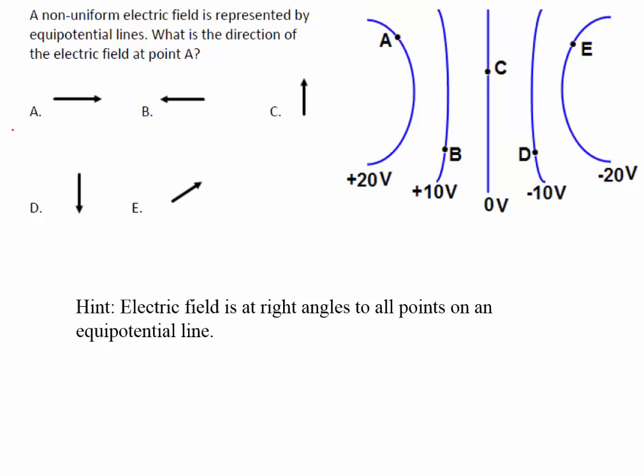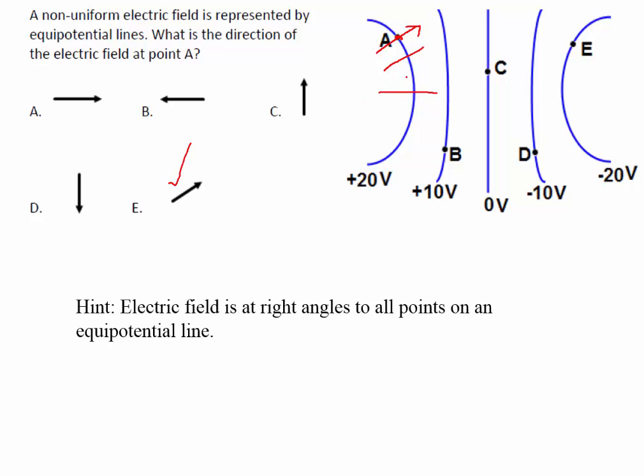A non-uniform electric field is represented by the equipotential lines. What is the direction of the electric field at point A? Well, if you remember what we discussed in the last slide, what is an equipotential line or equipotential surface? An equipotential line is a line along which potentials at all points are the same. And also, the electric field at any point on the equipotential surface is at right angles. Therefore, the electric field at A will be somewhere in that direction. In other words, it is this.